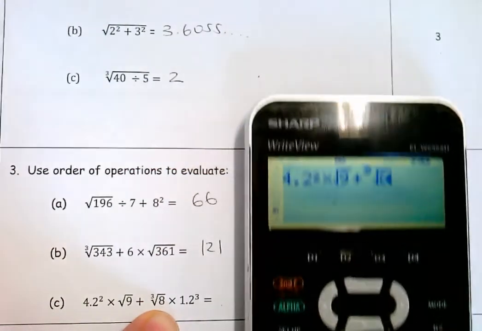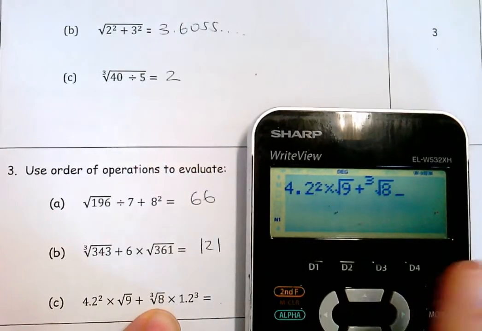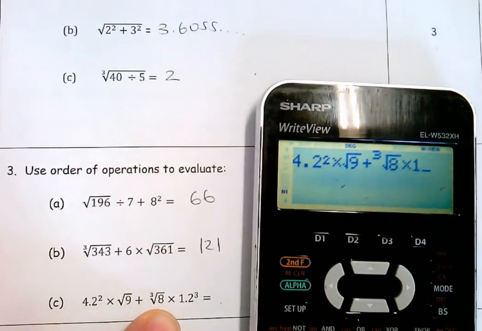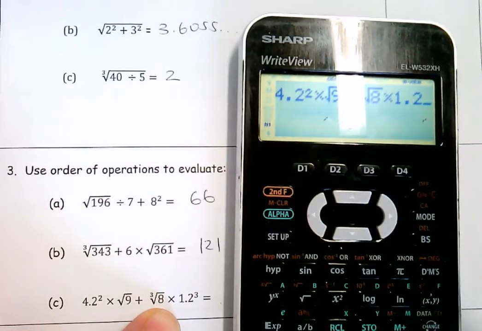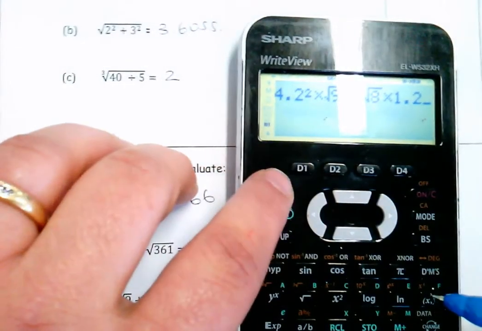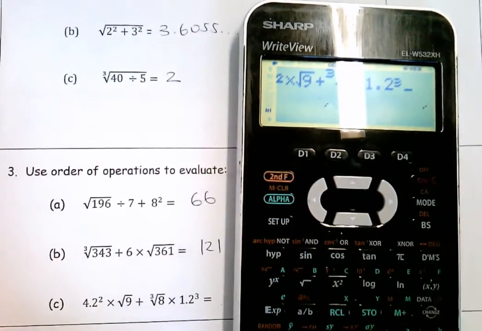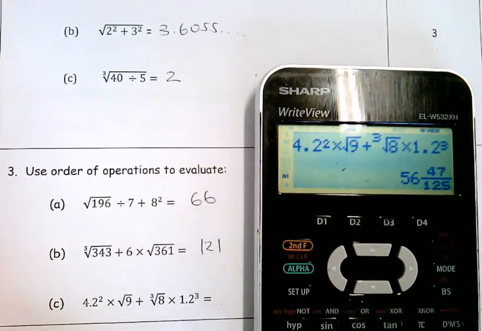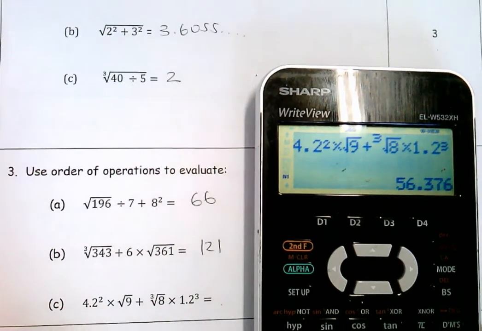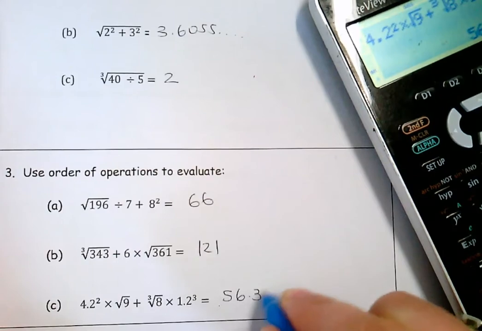And I need to get out of that square root again, so pressing that white arrow out of there, and then times 1.2. You have to find your x cubed button, and remember it was here on top here. Each calculator is different, you just have to look for it. So 1.2 cubed, and then we get equals this answer here, and you can change it to make it look like a decimal, 56.376. So we've got 56.376.